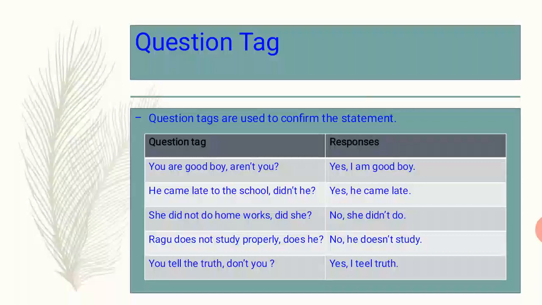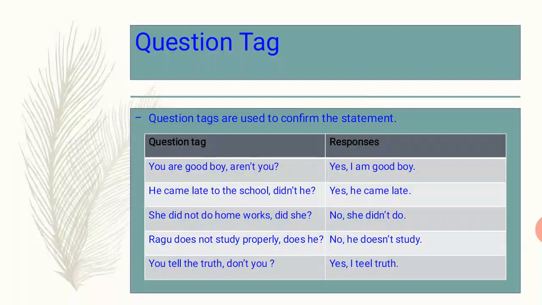Question tag. Question tags are used to confirm the statement. That's why we are using question tags. Most probably it is a contraction form. Basically, foreigners use these tag formations while speaking, in conversation with others. And I have given some examples here: question tags as well as responses.